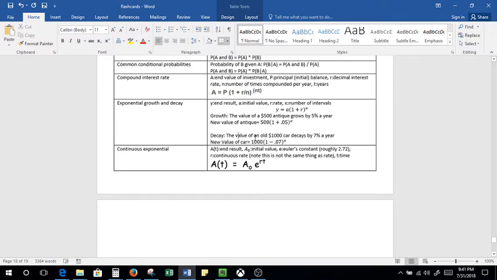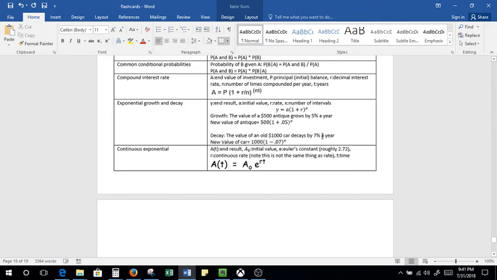Then we have decay, so the value of an old $1,000 car decays by 7% a year. The new value of the car will equal 1,000, the initial, times, in parentheses, 1 minus 0.07. Notice that we changed the sign to x. So if we're doing decay, make sure that you register what the sign should be.